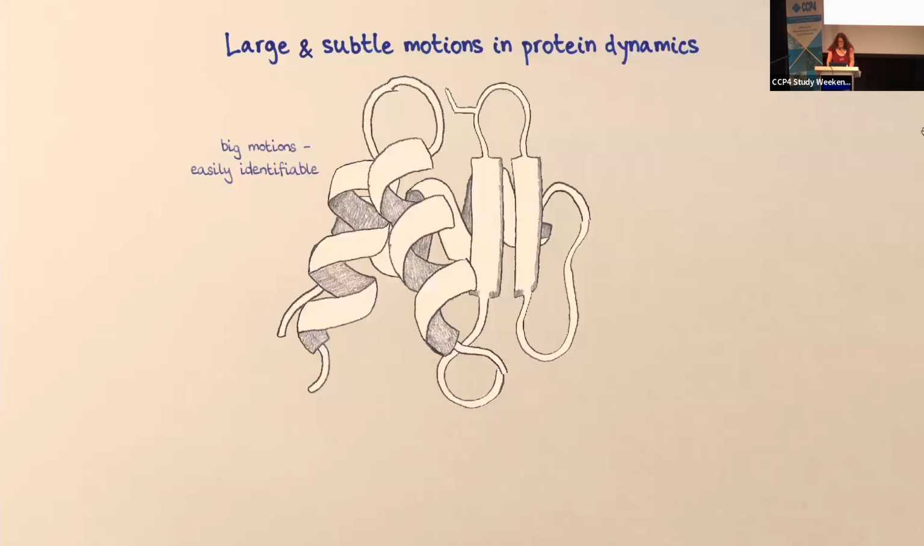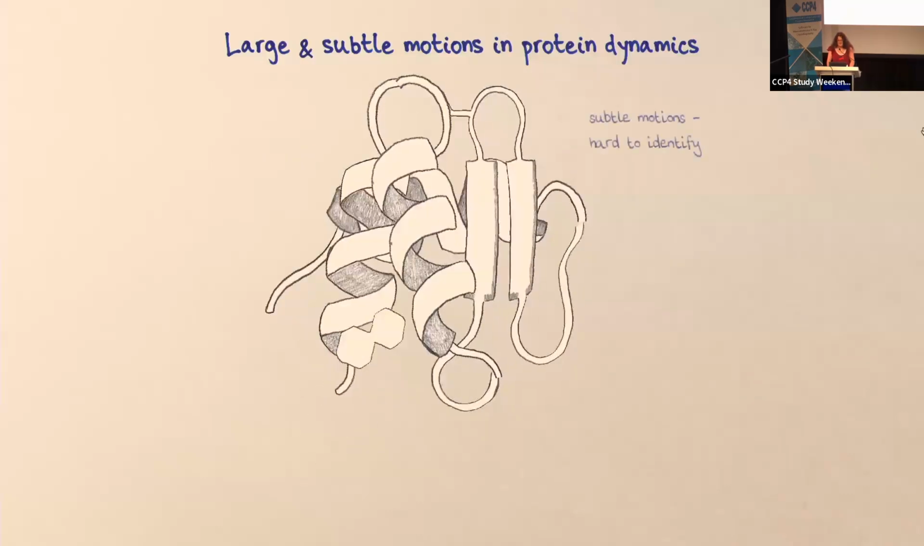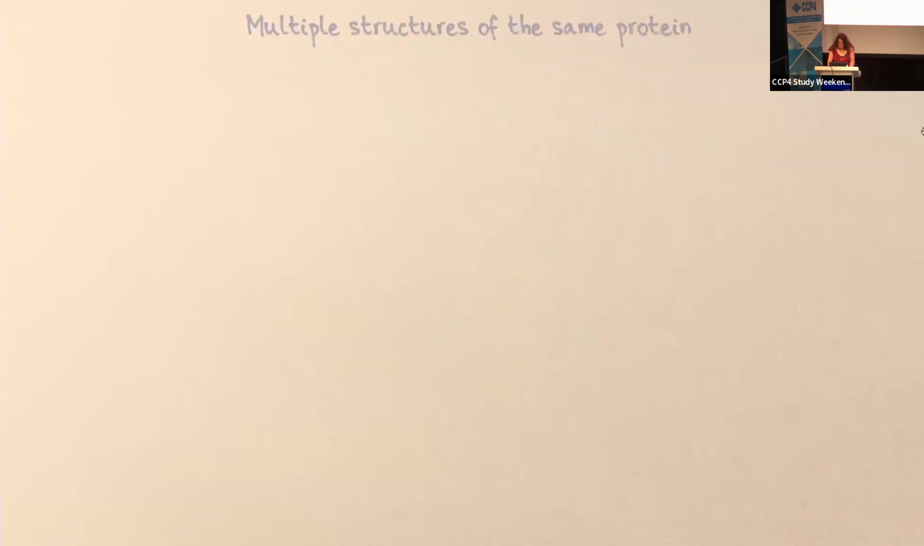There's a second kind of motion. For example, when a ligand binds, there's a very subtle change across the entire backbone. Maybe the protein doesn't move by more than 0.1 angstroms. So these are really subtle motions and quite hard to identify, and we don't really deal with these very well, even though they may be just as functionally relevant as the large motions. For example, the difference between a ligand binding and a ligand not binding.